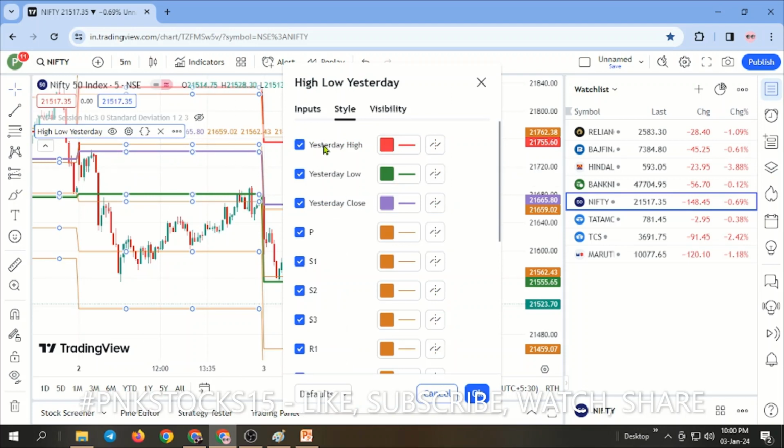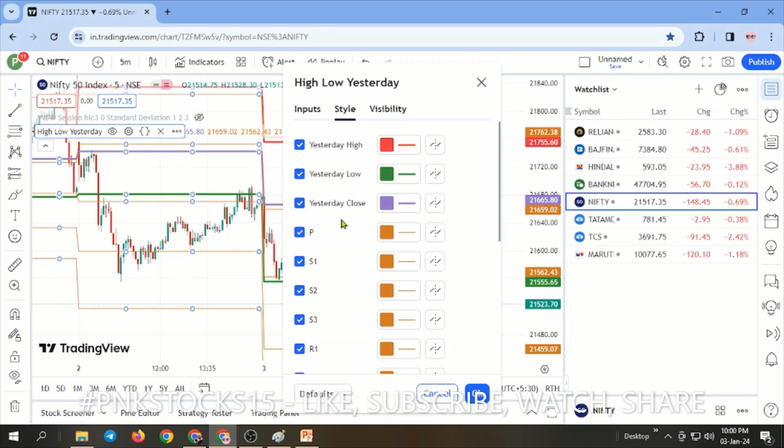In this, yesterday's high is what we consider resistance, so from there prices will move down. That is the reason I took red color. Yesterday's low is the support where prices will move up. That is the reason I have taken green. And close is some odd color.